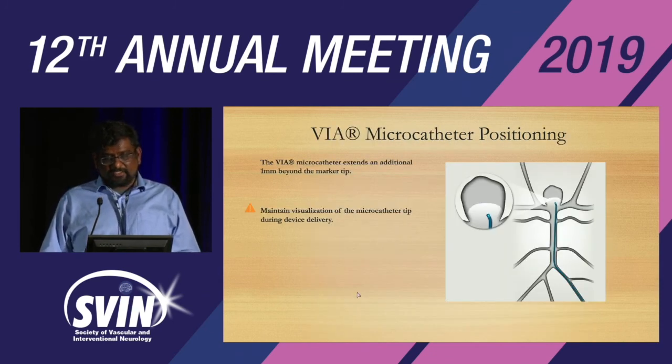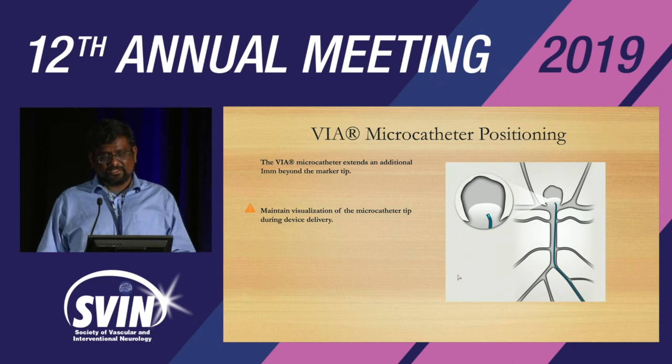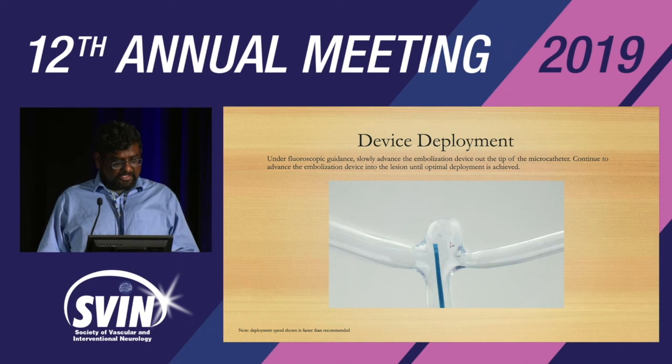So, the microcatheter positioning. In this slide, it says that it should be at the neck. It doesn't always need to be that way. If it's a really tortuous anatomy and there's a big angle, you want to get it as close as possible to the dome. But there is a catch here. The distal marker of the microcatheter is 1 millimeter proximal to the microcatheter tip. So do not advance it until your distal marker is at the aneurysm tip.